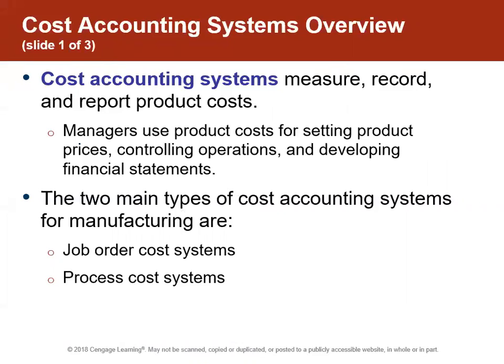So again, we talked about cost accounting systems last chapter. And now we're going to look at, there's 2 main types of cost accounting systems for manufacturing. We have job order costing and we have process costing. So job order costing is when we make something that is usually high dollar and unique. So think about maybe like the automobile industry, anything that's like custom build.